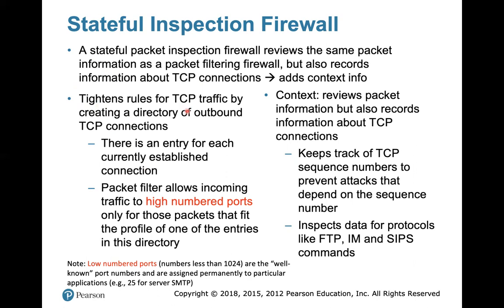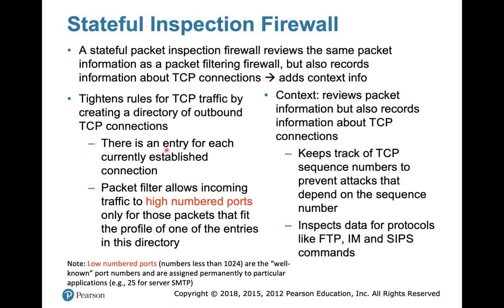For TCP packets, they tighten the rules by creating a directory for outbound TCP connections. What they do is try to create an entry for each established connection. An established connection means that a user has already connected to the server. This TCP connection is being established. So any packet that goes after that connection establishment is treated as a packet of that connection, and they're all treated the same way.